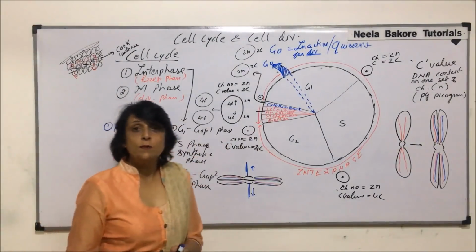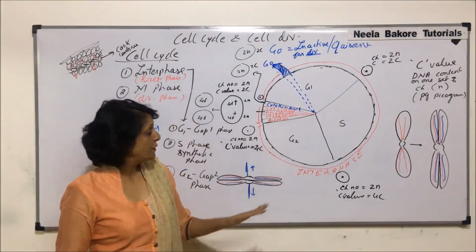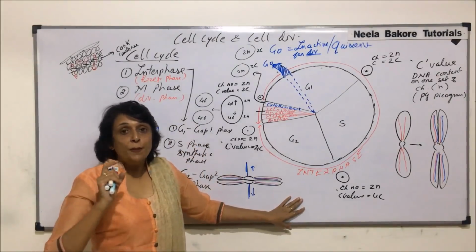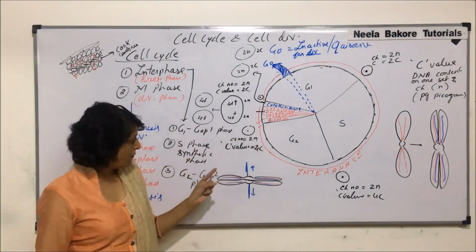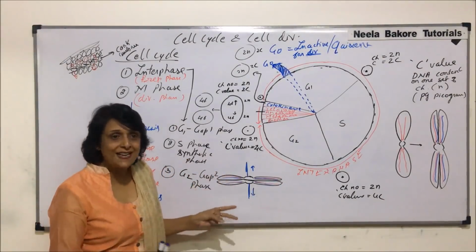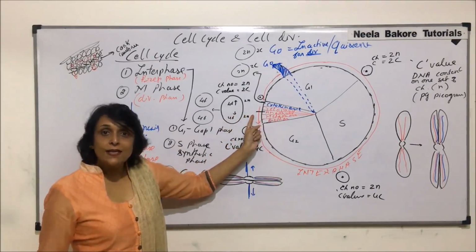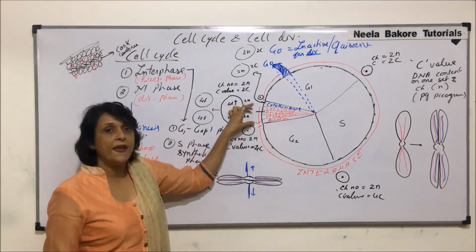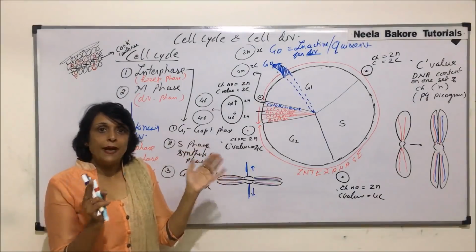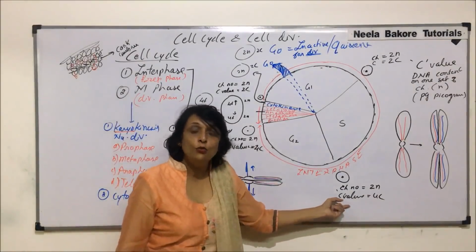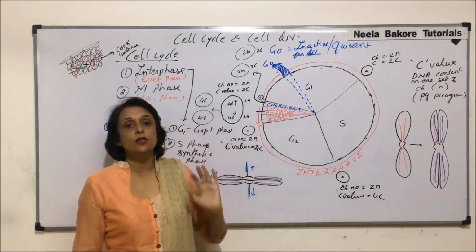So this is one important thing which we have to remember whenever we are talking of the C value: chromosome number is going to change only when one chromosome with double DNA content is going to split, and that happens in the cell division part, that is M phase, during anaphase. So chromosome number splits, and the C value changes when the DNA replication takes place.